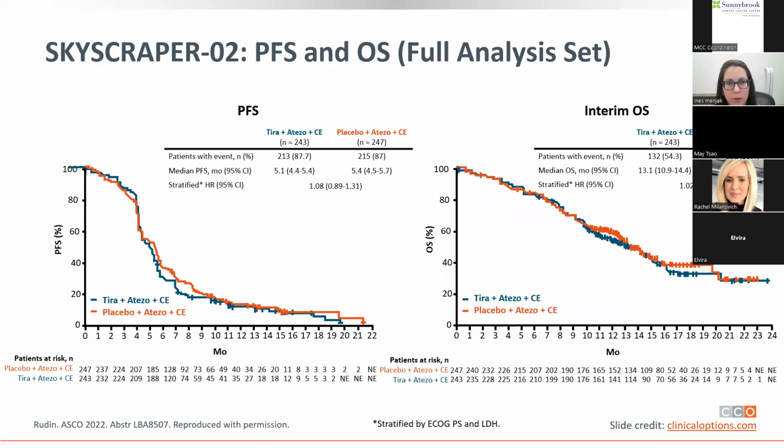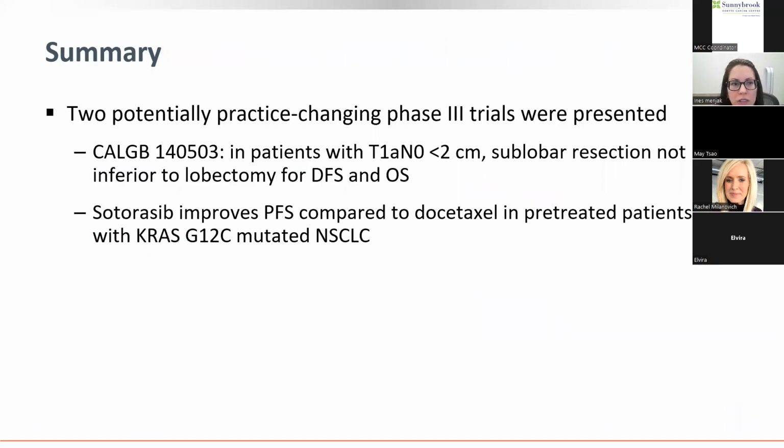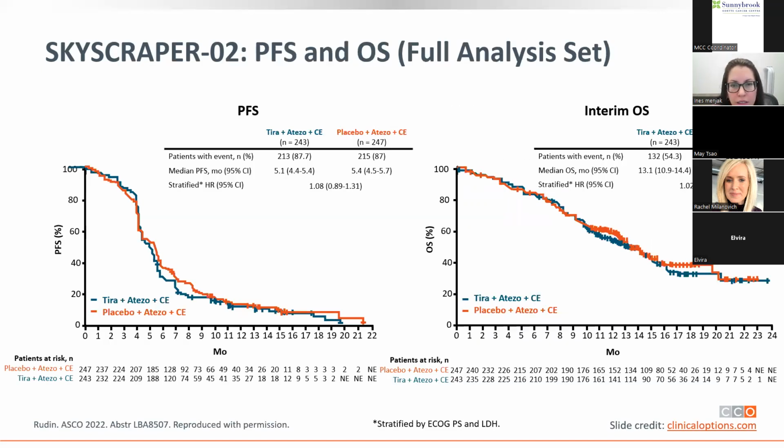So these were their primary endpoints. PFS, no significant difference. Same for OS, basically hazard ratios of approximately 1. So nothing major for small cell, but certainly some encouraging phase 2 studies for patients with the other subsets of lung cancer in the metastatic setting.